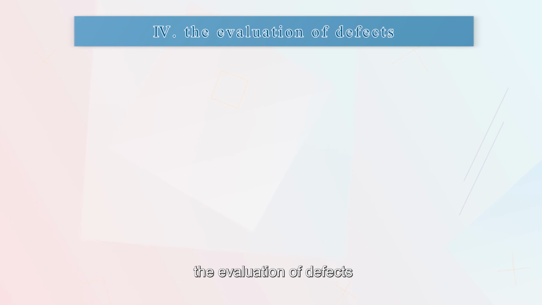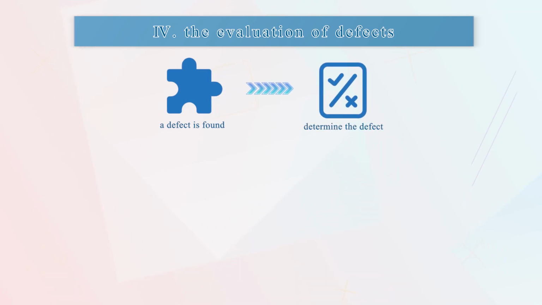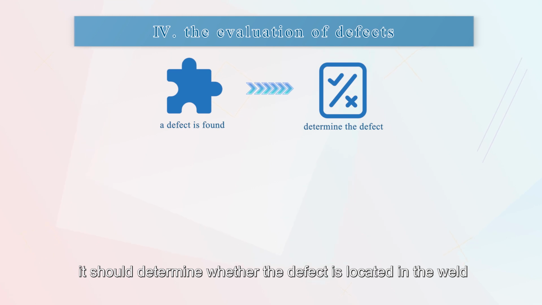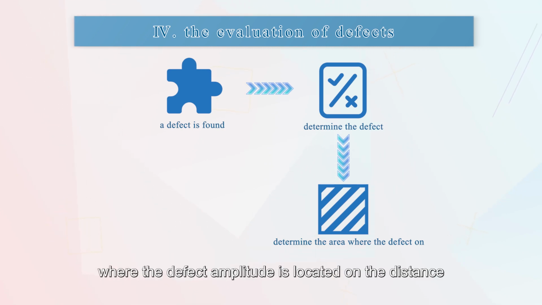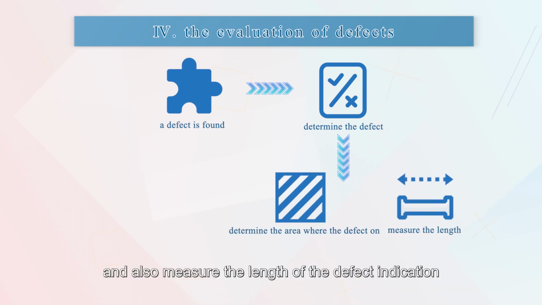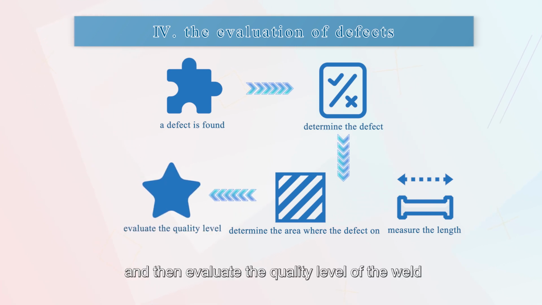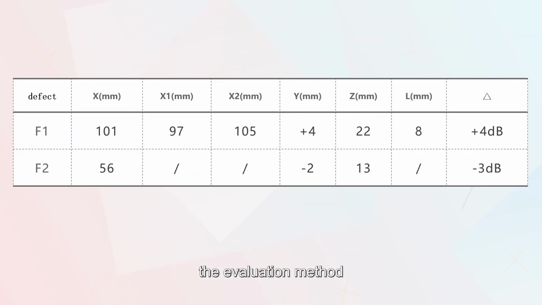Fourthly, the evaluation of defects. In the inspection of welded joints, when a defect is found, first of all, determine whether the defect is located in the weld, and then evaluate the defect amplitude to determine the area where the defect amplitude is located on the distance amplitude curve, and also measure the length of the defect's indication, and then evaluate the quality level of the weld in combination with the stipulations in the standard. In the following part, we use an example to briefly illustrate the evaluation method.